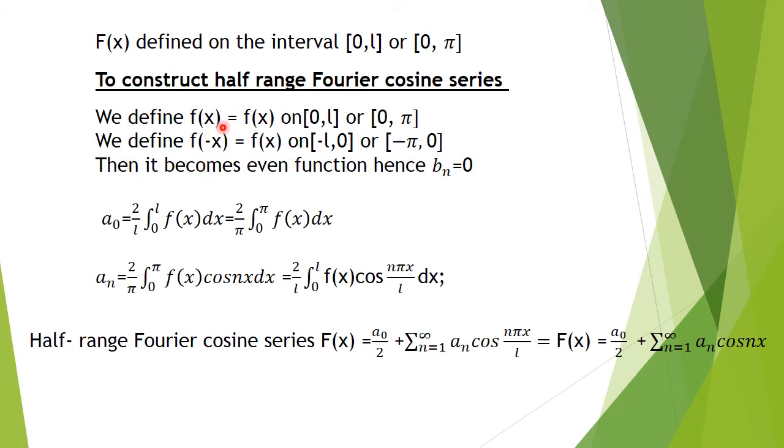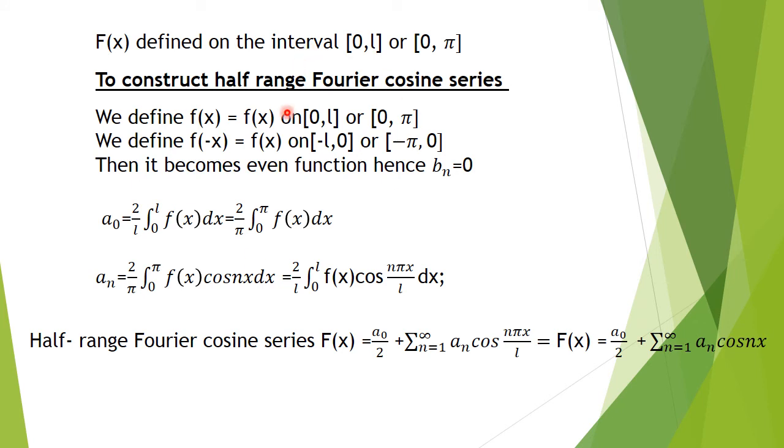So when the function becomes an even function, the bn value is equal to 0, and a naught and an values are: a naught is 2 upon L integral 0 to L f of x dx, or 2 upon pi integral 0 to pi f of x dx; an is 2 upon pi integral 0 to pi f of x cos nx dx if it is a 0 to pi interval, or 2 upon L integral 0 to L f of x cos n pi x by L dx. So here we have to notice one thing.